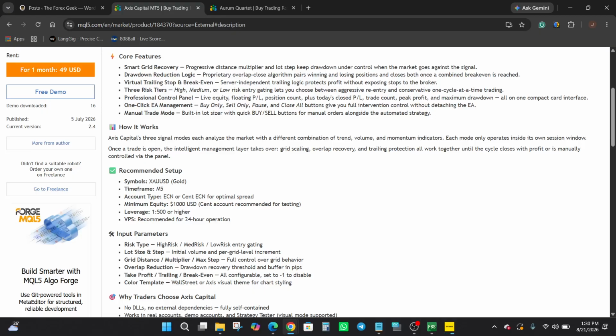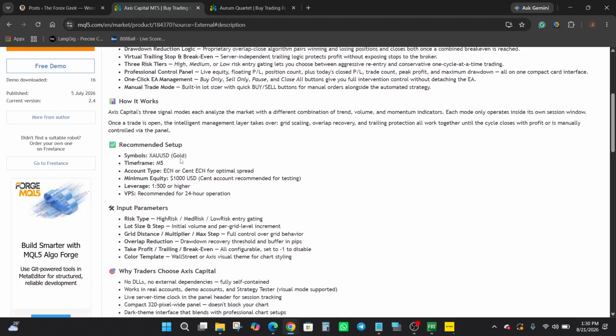So for the recommended setup, the listing specifies XAUUSD or gold on the M5 time frame. It recommends an ECN or cent account for optimal spread, minimum equity of $1,000, with a cent account recommended for testing, and leverage of 1:500 or higher. A VPS is also recommended for 24-hour operation.